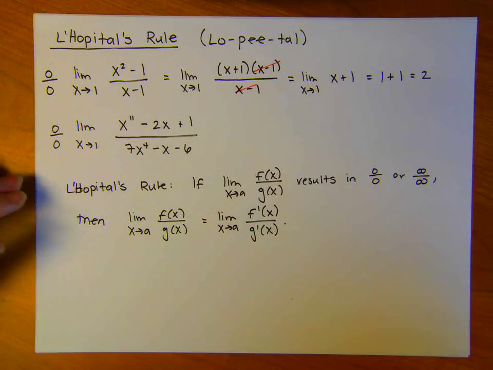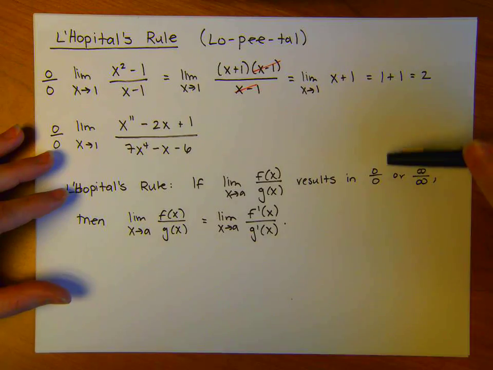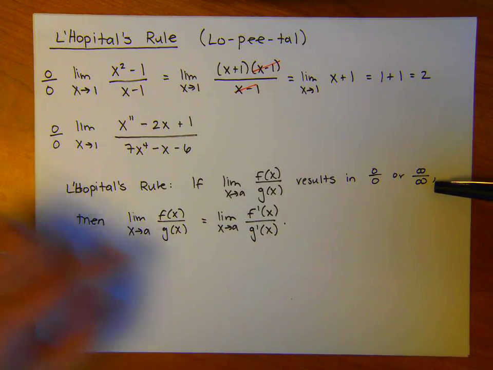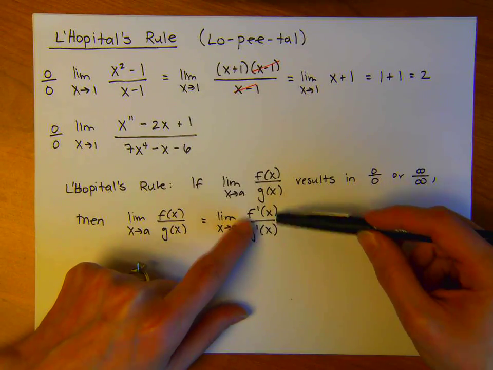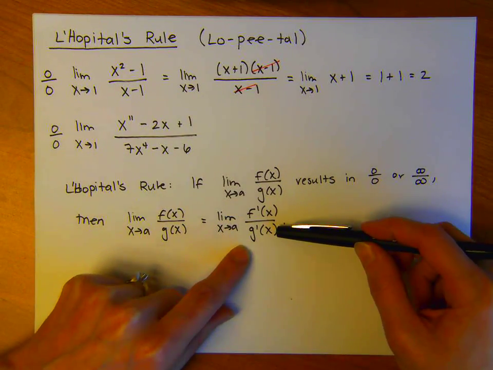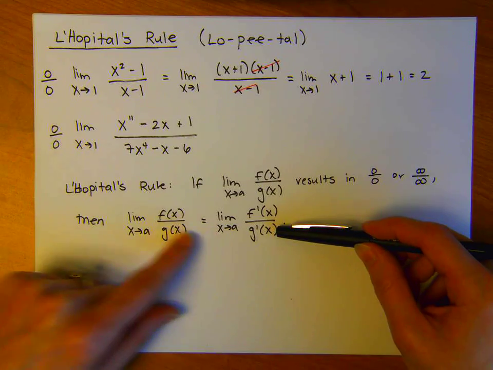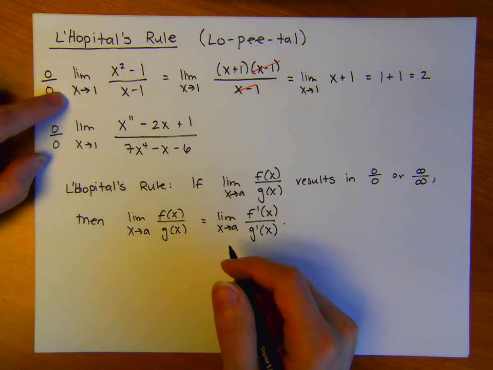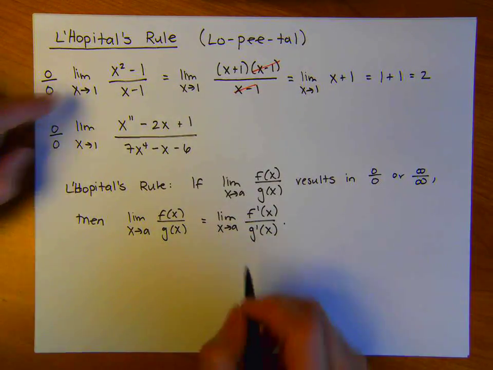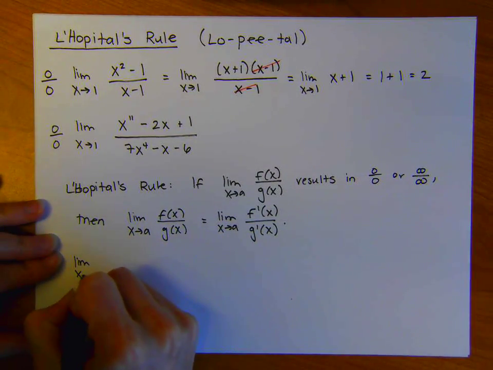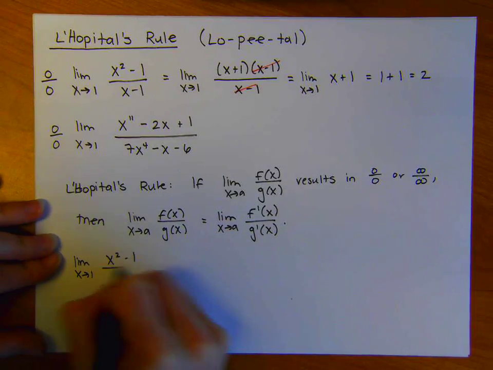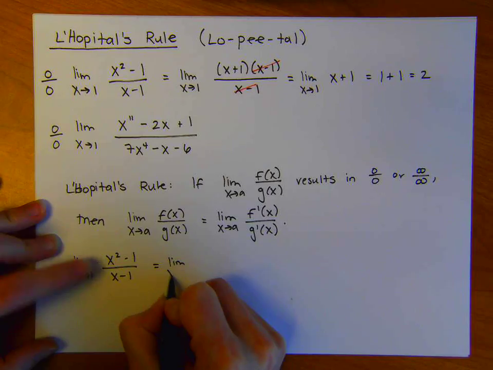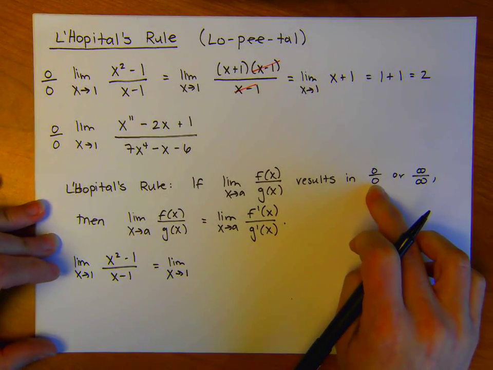Okay, so essentially what L'Hopital's rule says is that if we get a limit and we get a 0 over 0 or infinity over infinity, we can take the derivative of the numerator, the derivative of the denominator, and then apply the limit again, and it will be equivalent to the thing that we had started out with. Okay, so let's see if that works in this one up here that we were able to use algebra on. So I have the limit as x approaches 1, x squared minus 1 over x minus 1. So I have, again, 0 over 0, so that means I can use the L'Hopital's rule.